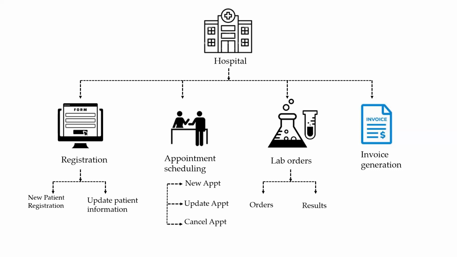Within lab orders, you have one event each. For orders, you have orders event. For results, you have results event. Within orders, you have ORM, OML. ORM represents observation request message for any other order other than lab orders. OML is dedicated for lab tests or lab orders and so on. Next, you have invoice generation, which is generating the billing details for all the services provided by the hospital.